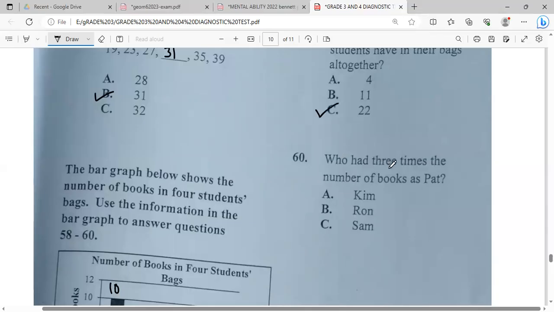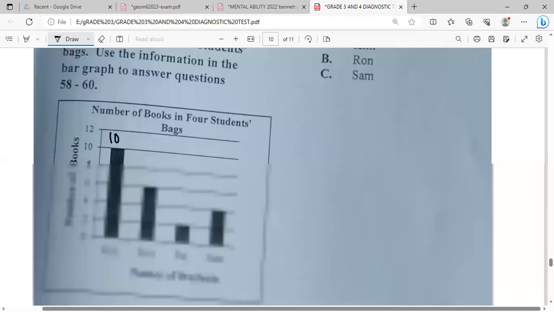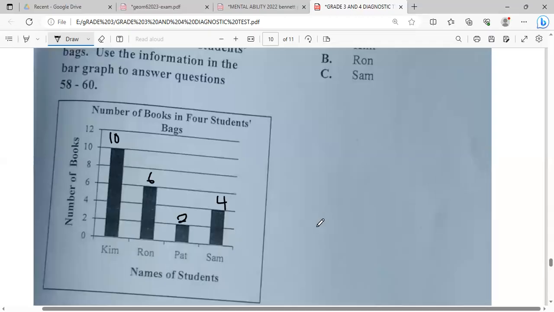Who had 3 times the number of books as Pat? Now, if Pat had 2 books, 2 times 3 would be 6. So Ron had 6. So Ron had 3 times it. All right, guys, we're not gonna end the video yet. Go back up to something there.